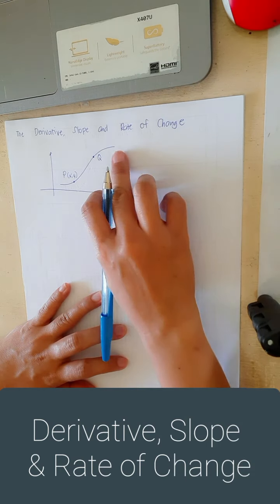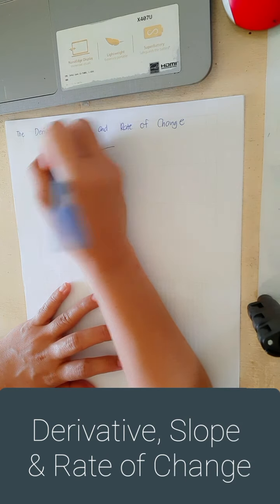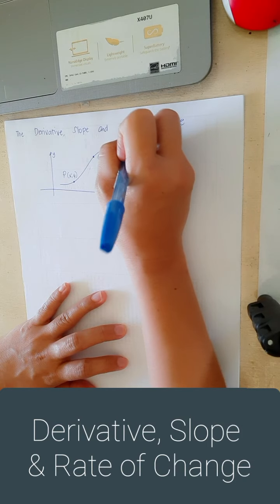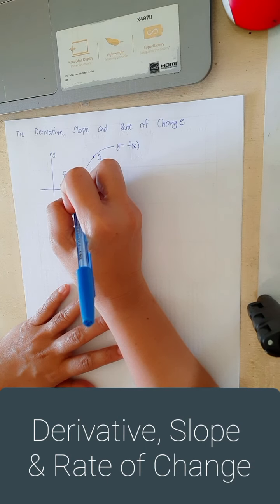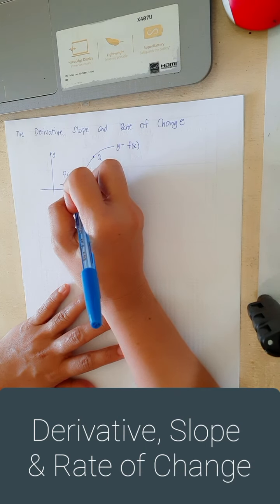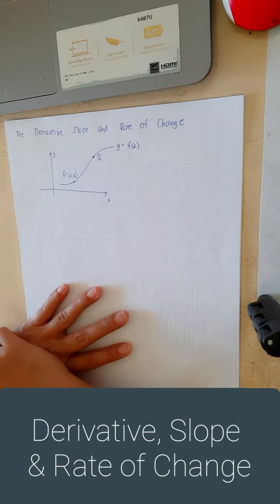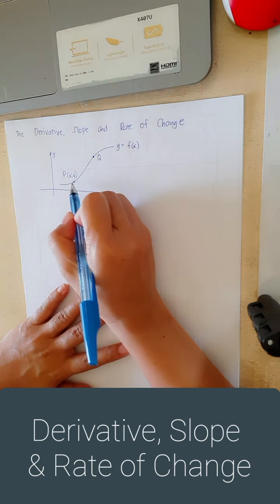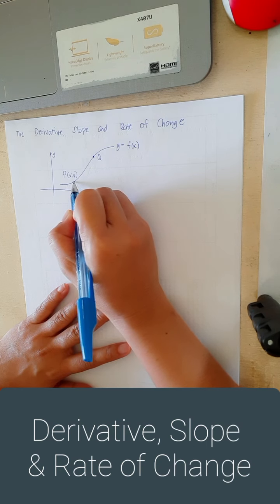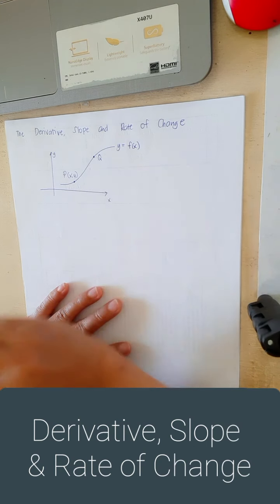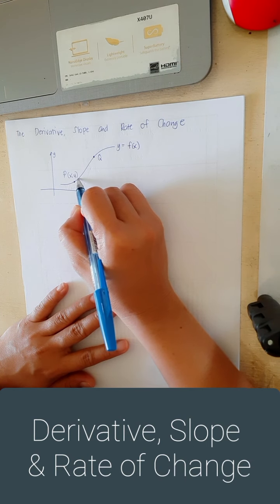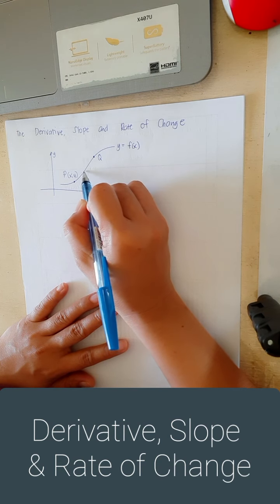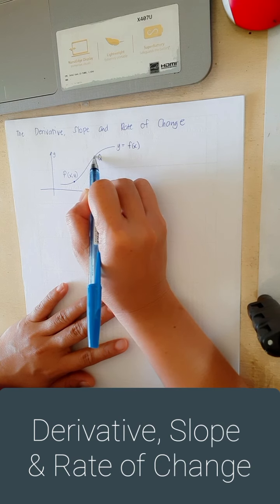So if we have here a graph of a certain function, say f of x, this is our function, and a point P with coordinates x, y, and another point Q here. If we move from point P to point Q, what will happen is that every time x increases, there is an increase in the value of y to here.